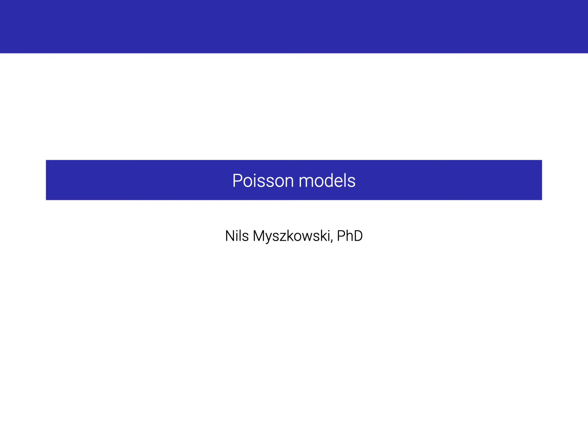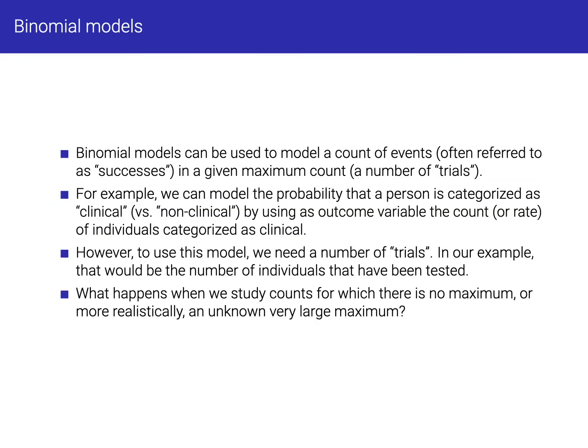Hello everyone and welcome to this lecture on Poisson models. So binomial models can be used to model a count of events. Oftentimes we refer to these events as successes, in a given maximum count, and generally we call that maximum count the number of trials. So the number of trials is essentially the maximum possible count that we could have.